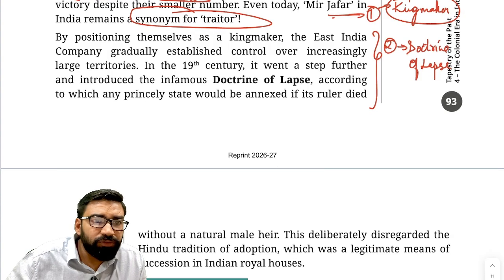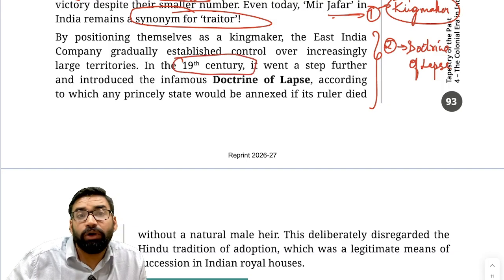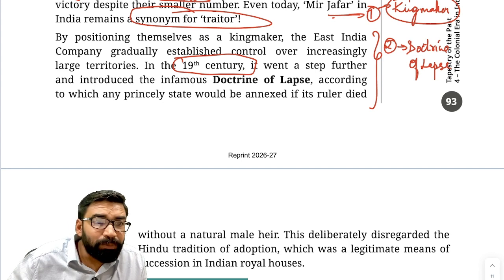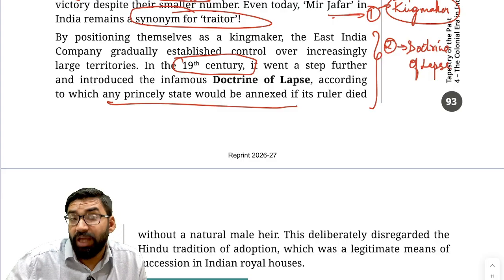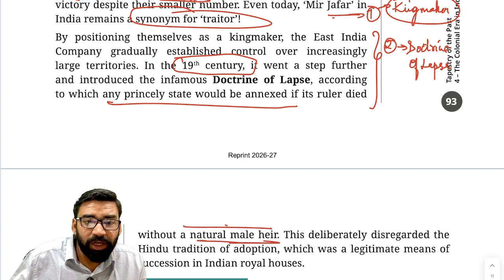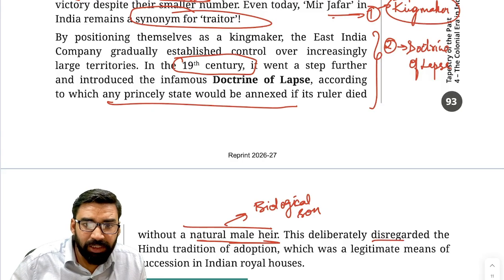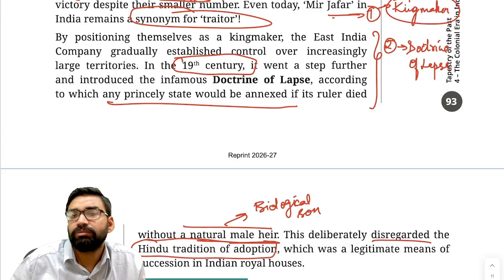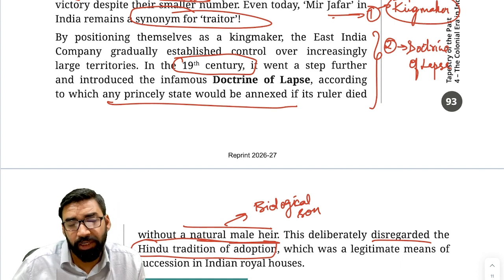Now, the doctrine of lapse is a policy of the 19th century. What is the doctrine of lapse? According to this policy, any princely state would be annexed if the ruler of that state died without a natural male heir, without a biological son. An adopted son would not get the throne. This deliberately disregarded the Hindu tradition of adoption, which was always there, and which was a legitimate means of succession in Indian royal houses.